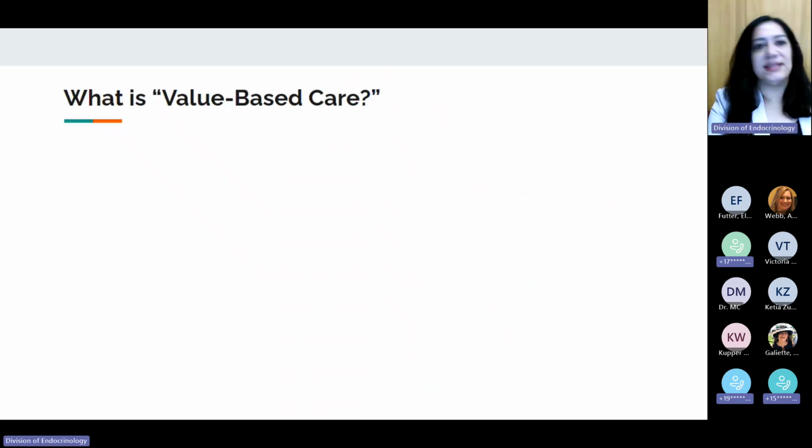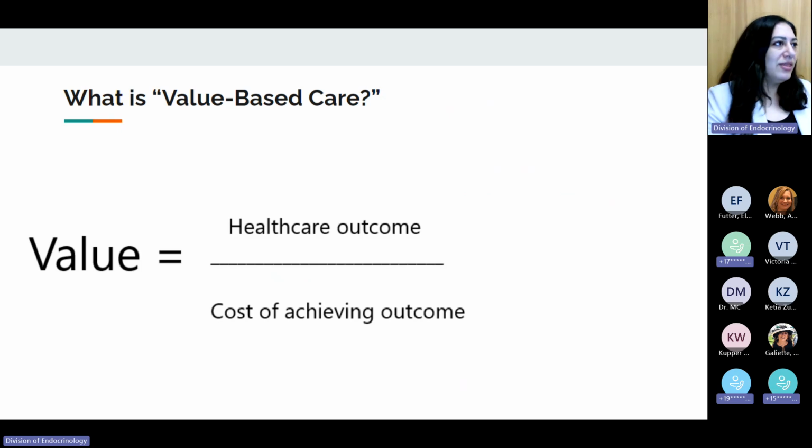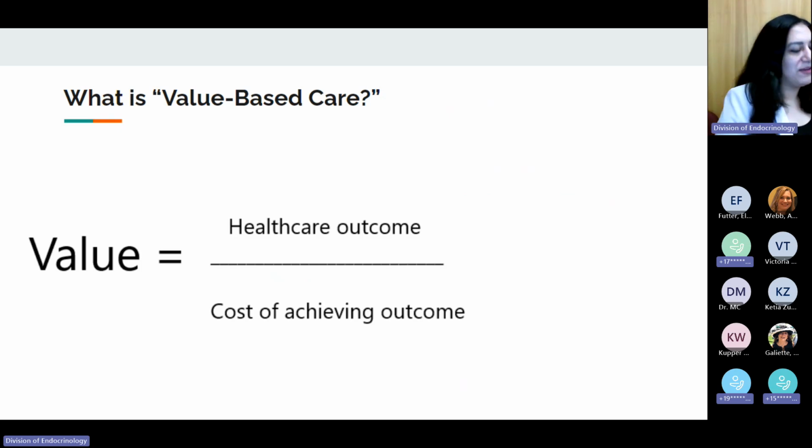So what is value-based care? The value of something in healthcare is basically defined by the cost of a healthcare outcome over the cost of achieving that outcome. So for example, I'll use this example throughout the lecture. Knee replacement: what is the healthcare outcome for the patient, for the physician, for future visits, for future falls and injuries related to it, versus the cost of doing that knee replacement in terms of the equipment, the physician experience, the surgeon experience, et cetera. And that's how we determine what the value of a healthcare intervention has.